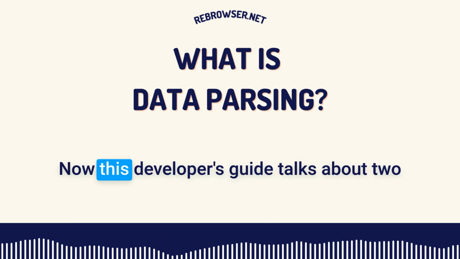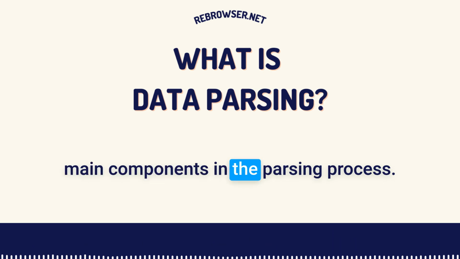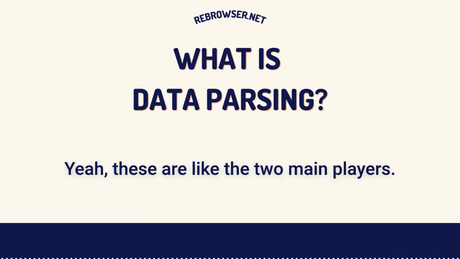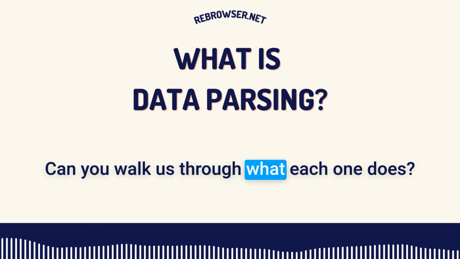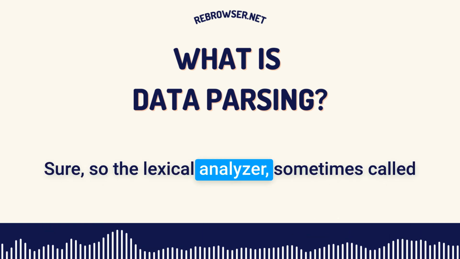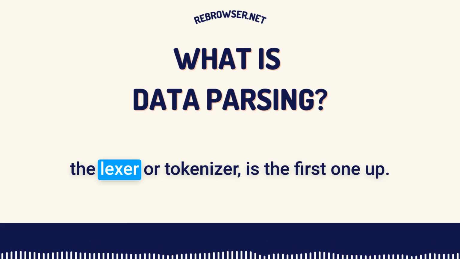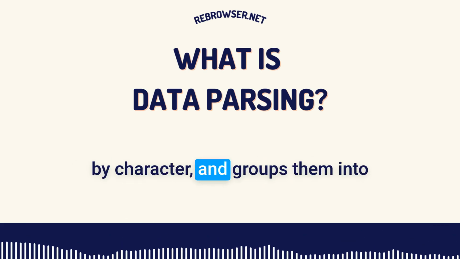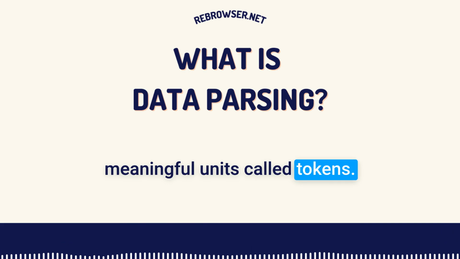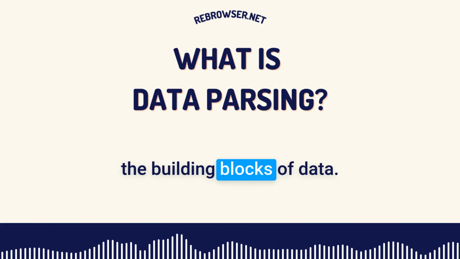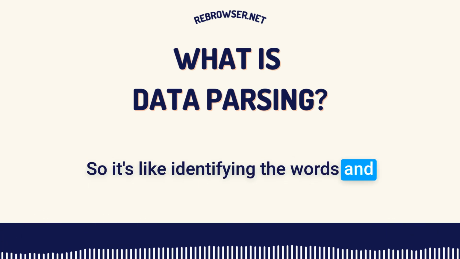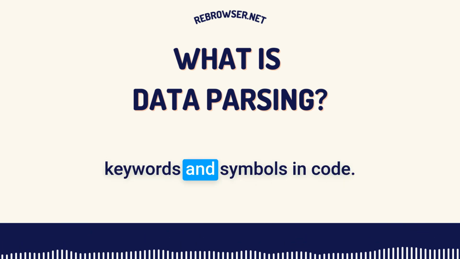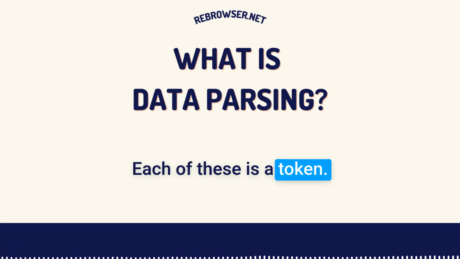Got it. Now, this developer's guide talks about two main components in the parsing process: a lexical analyzer and a syntactic analyzer. Yeah, these are like the two main players. Can you walk us through what each one does? Sure. So the lexical analyzer, sometimes called the lexer or tokenizer, is the first one up. It goes through the raw data character by character and groups them into meaningful units called tokens. Tokens are basically like the building blocks of data. So it's like identifying the words and punctuation marks in a sentence. Yeah, exactly. Or it could be like identifying keywords and symbols in code. Each of these is a token.